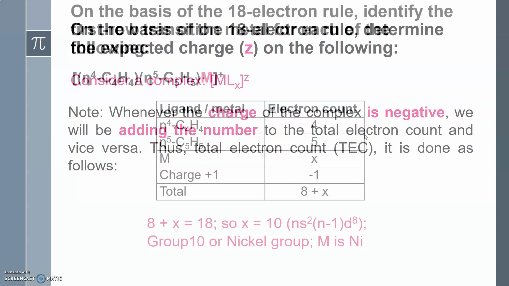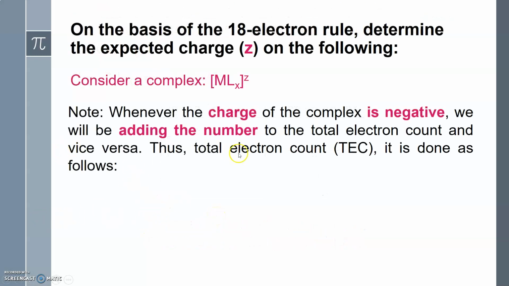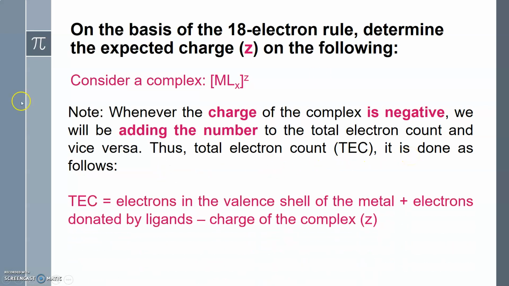or vice versa. In previous cases, we have seen that whenever the charge is plus, we have subtracted the electron count. Now whenever the charge is negative, we are going to add that number of electrons to the total electron count. The total electron count is equal to electrons in the valence shell of the metal plus electrons contributed or donated by the ligands minus the charge of the complex. This is the formula that we are going to use.